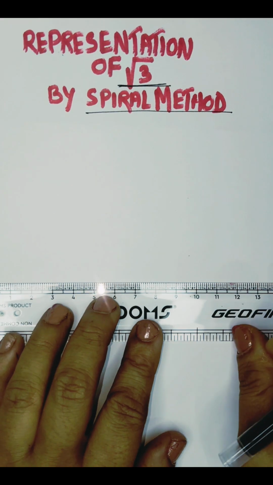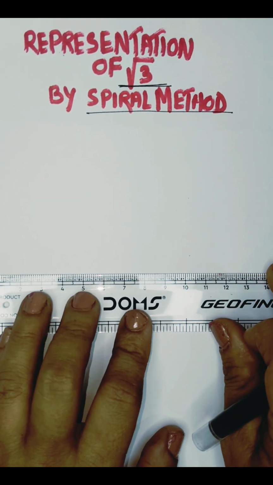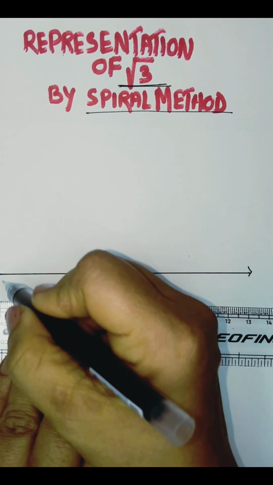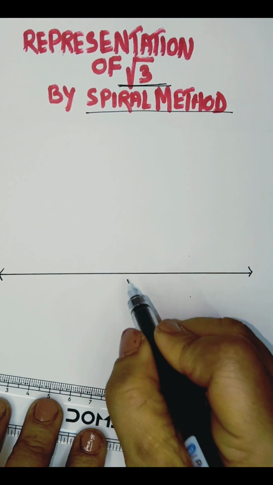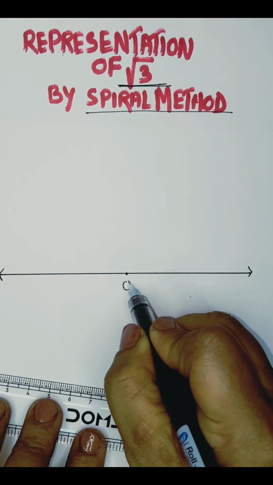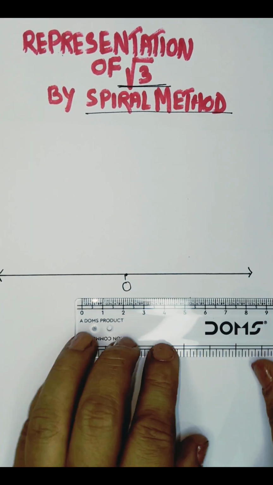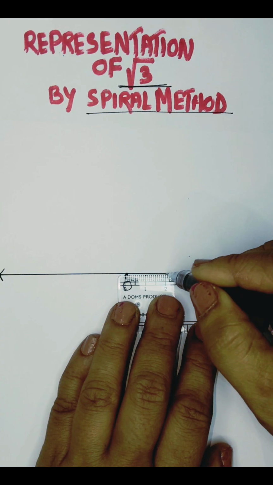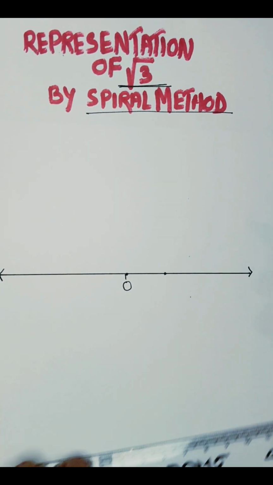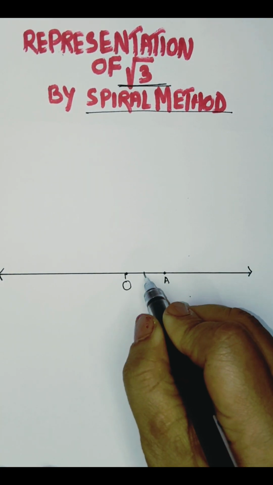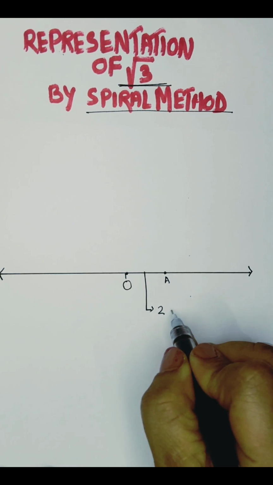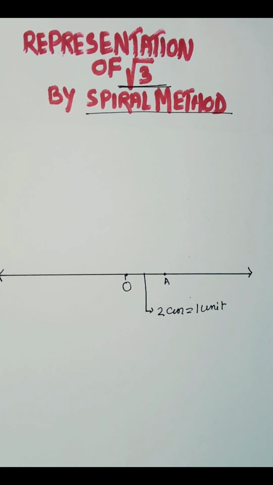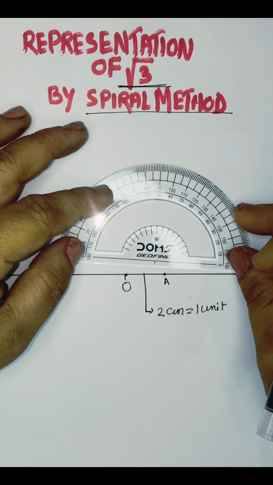Today, let us learn how to represent root 3 on the number line using the spiral method. First, draw a number line and mark its center as O or 0. Now, take another point A on the positive side of the number line such that OA equals 2 centimeter. Here we are considering 2 centimeter as 1 unit.